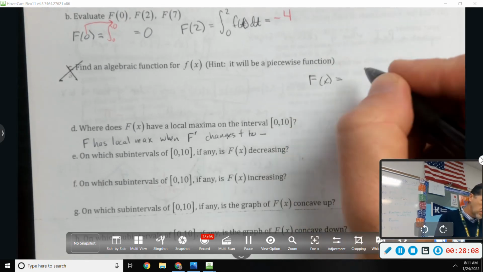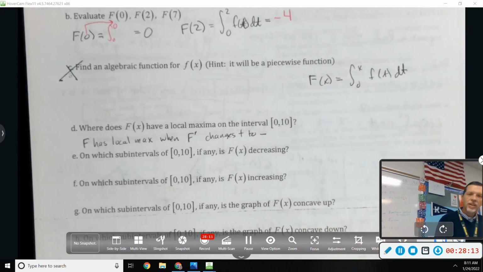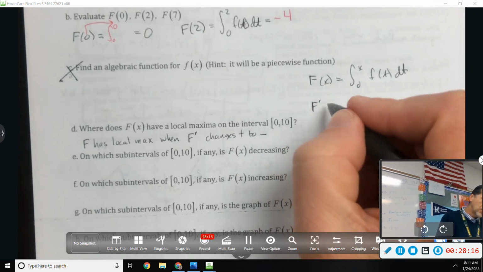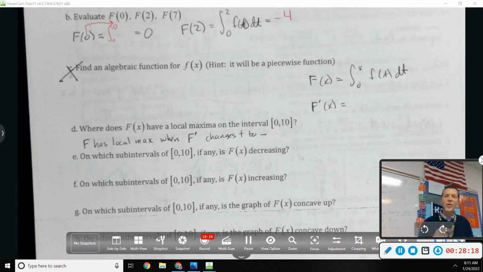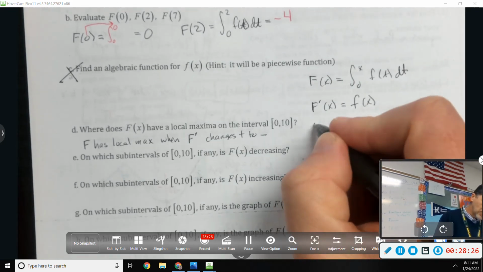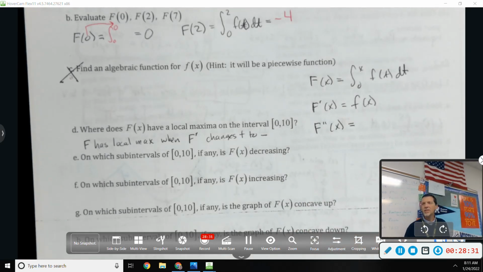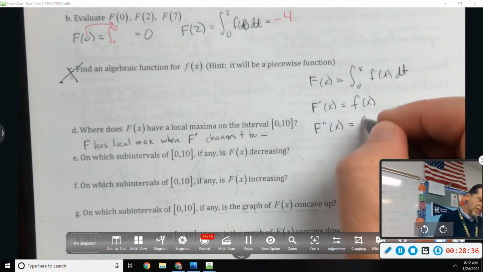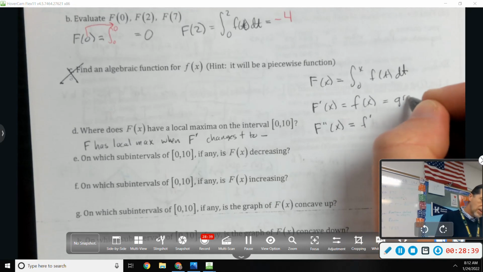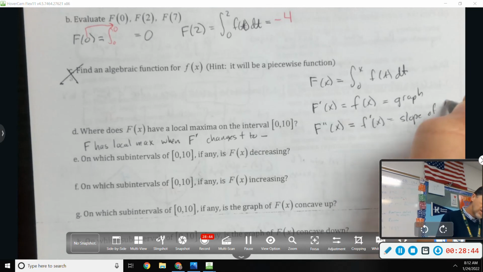Big F. I like this problem because we've got a little space to work over here. There's big F. That means big F prime is equal to little f. And while we're at it, we may as well do, because we'll probably need it later, big F double prime is equal to little f prime. So f is the graph, f prime is the slope of f. So that's probably what we'll be looking for.